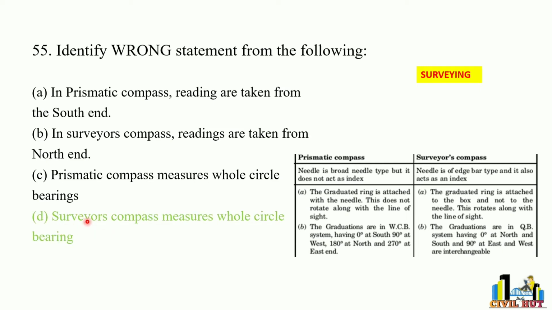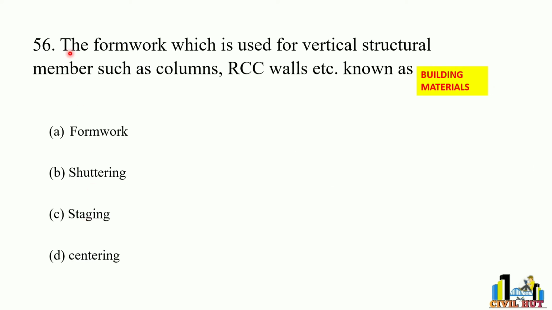Next question is the 56th question. The formwork which is used for vertical structural members such as columns and RCC walls is known as... This is from building materials. A. Formwork, B. Shuttering, C. Staging, D. Centering.